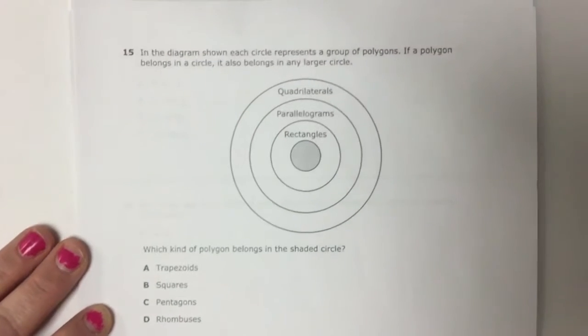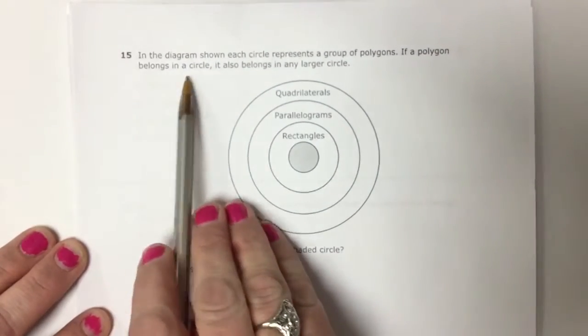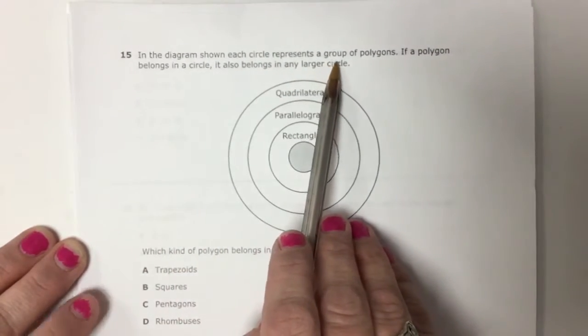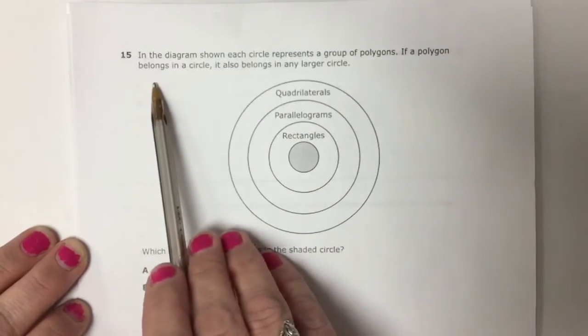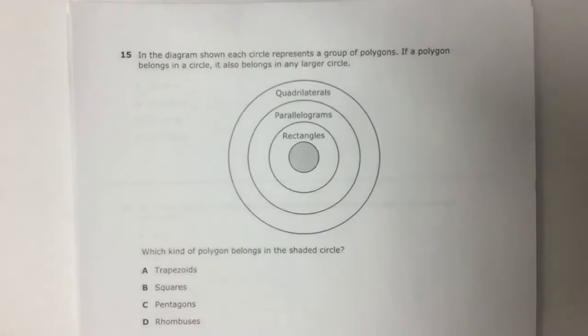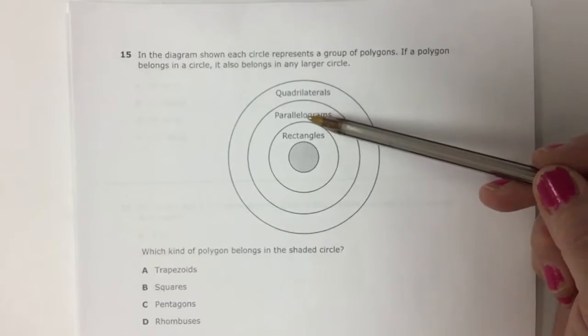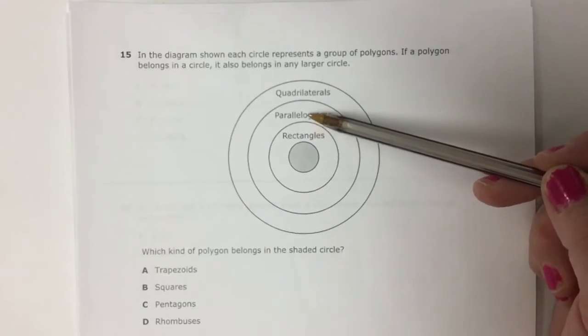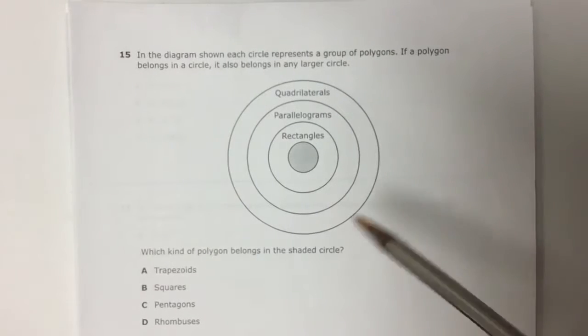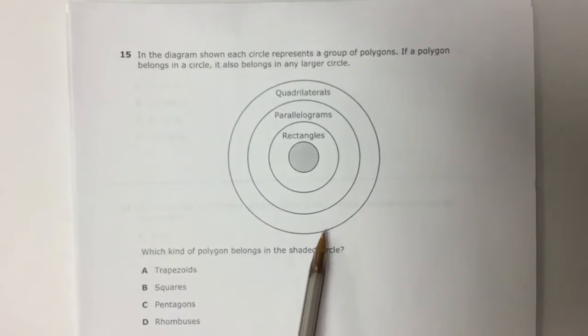Number 15, this is what we just covered. In the diagram shown, each circle represents a group of polygons. If a polygon belongs in a circle, it belongs in any larger circle. So that means parallelograms or quadrilaterals. Rectangles are parallelograms or quadrilaterals. So what kind of polygon belongs in the shaded circle? Answer number 15.